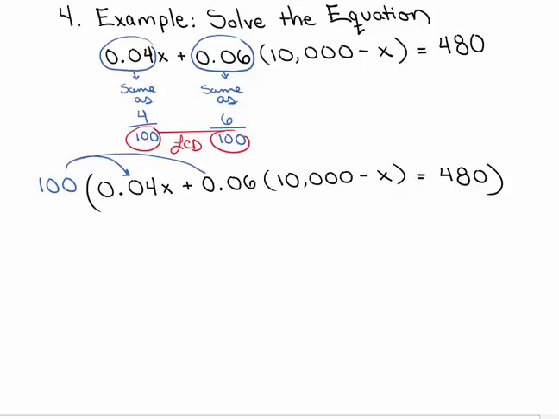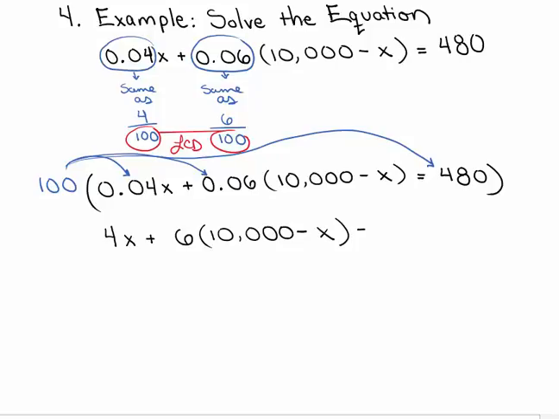We're going to multiply the 100 to the 0.04x. We're going to multiply the 100 to the 0.06 and to the 480. Notice I'm not putting it inside the other set of parentheses here, the 10,000 minus x, because that's already being multiplied to the 0.06. So we're going to be left with 4x plus 6 times the quantity 10,000 minus x, close the parentheses, equals 48,000.